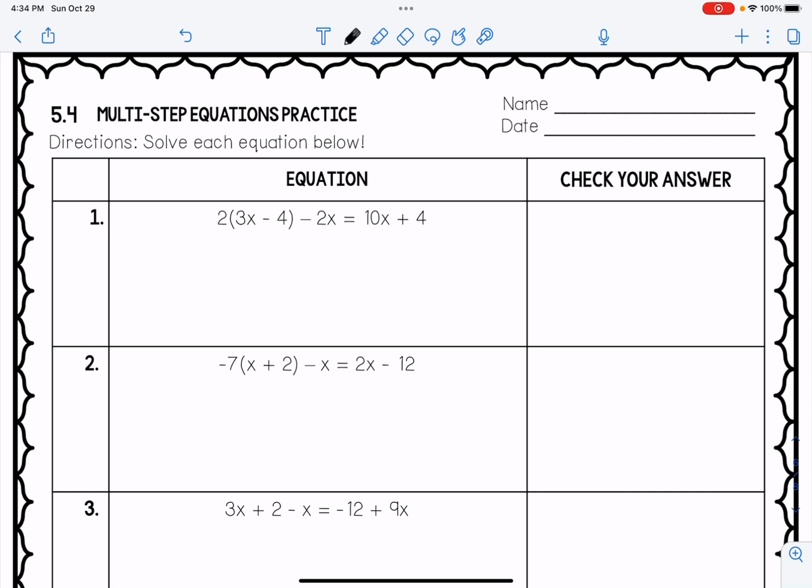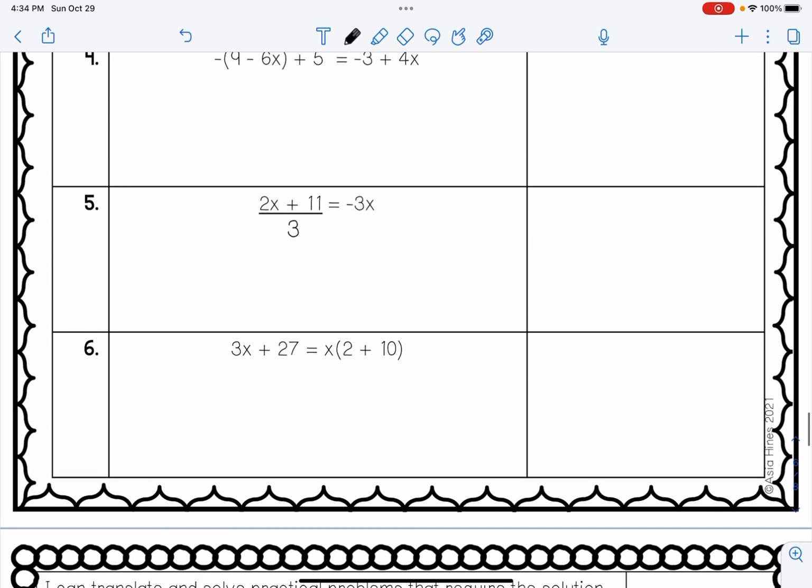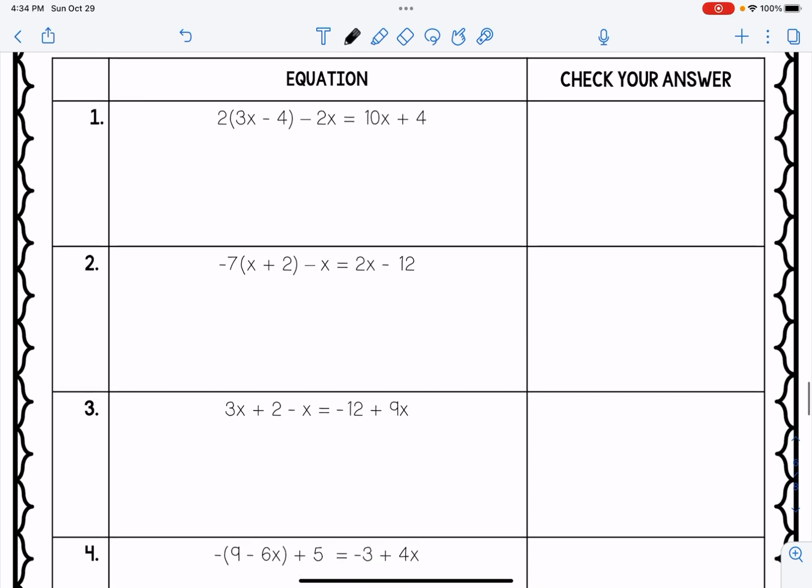So this was our little assignment here to practice with the variables on both sides with multi-step equations. We had 6 problems we need to do and six checks with it. Because it asks for the check, yes, we do need to plug in to check our answer. So let's get rolling here.